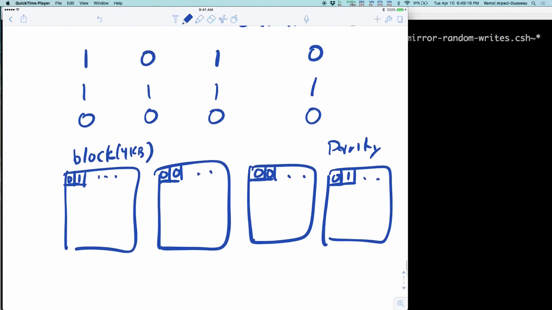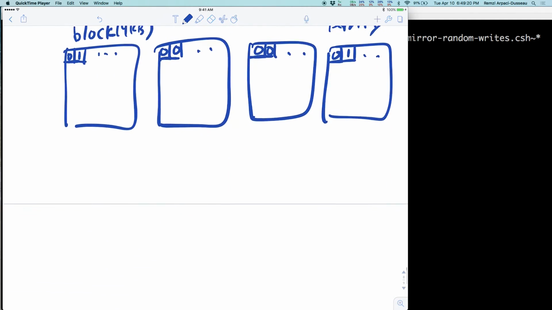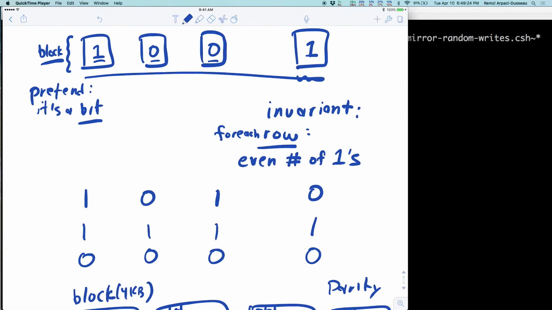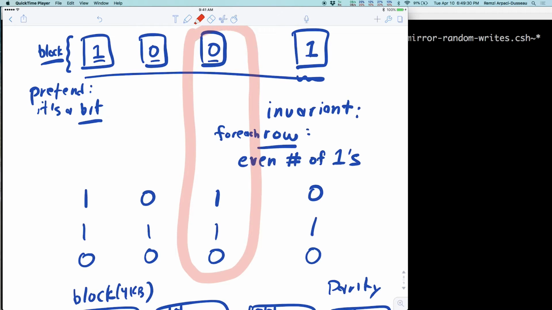Okay, so now we have to see what this parity system does for us. Hopefully what you can observe here is, let's say a particular drive got lost. Well, how do we compute what's on this drive? How do we recover this data? What do we do?